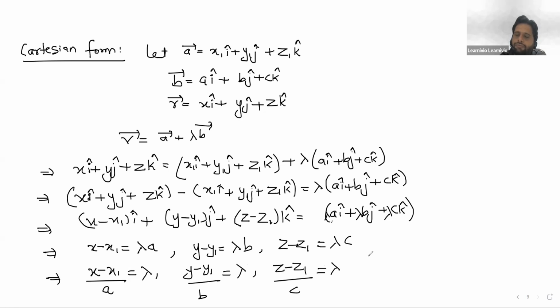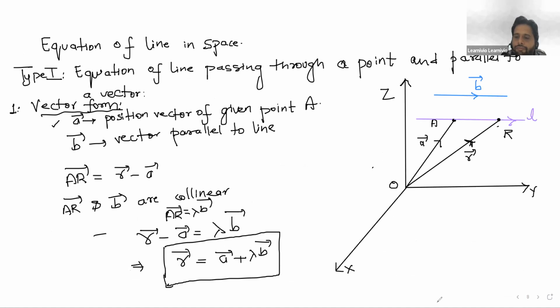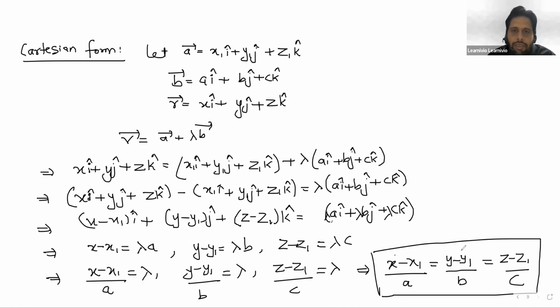Now please check here, all these three are equal to lambda. So we can say x minus x1 by a is equal to y minus y1 by b is equal to z minus z1 by c. So this is your Cartesian form, and this was your vector form where everything was in vector. In your exam, they can ask you in a question to find the vector or Cartesian form. If nothing is given, then it's your wish, you can find vector or Cartesian. If it is given in the question, then please find both.